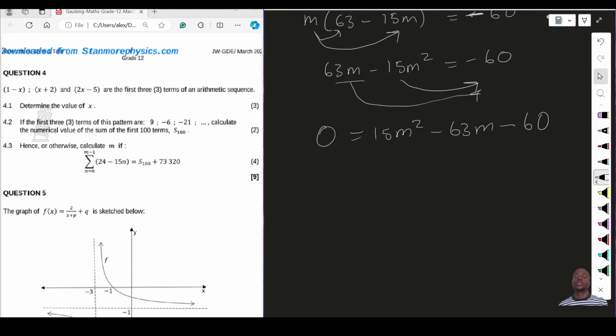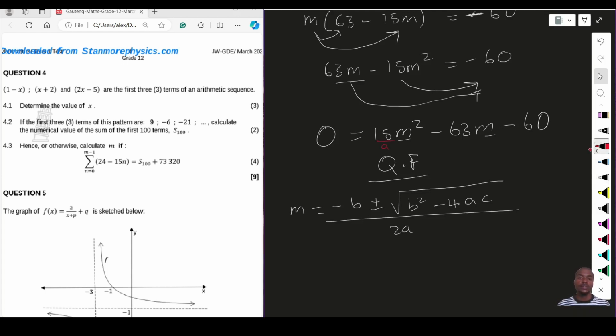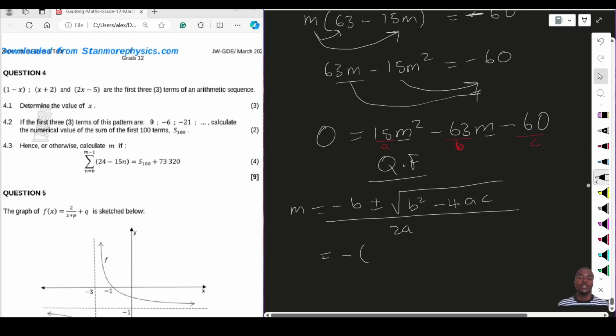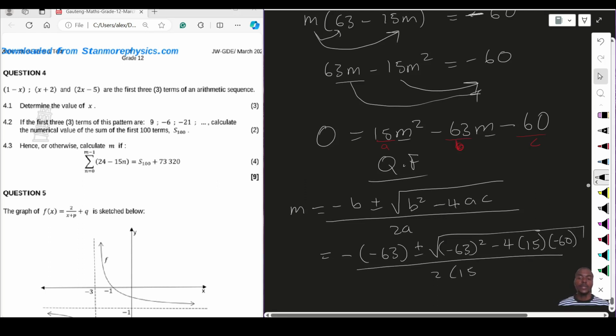Then from there, we use the quadratic formula. The quadratic formula says, now we are looking for m. Don't say x, say m. It's equal to minus b plus minus the square root of b squared minus 4ac, divided by 2a. So what is a here? It's 15, b is minus 63, then c is minus 60. From there, you're going to say this is equal to minus b, which is minus 63, plus minus the square root of minus 63 again, squared, minus 4 times a, which is 15, times c, which is minus 60. This is divided by 2 times a, and a is 15.